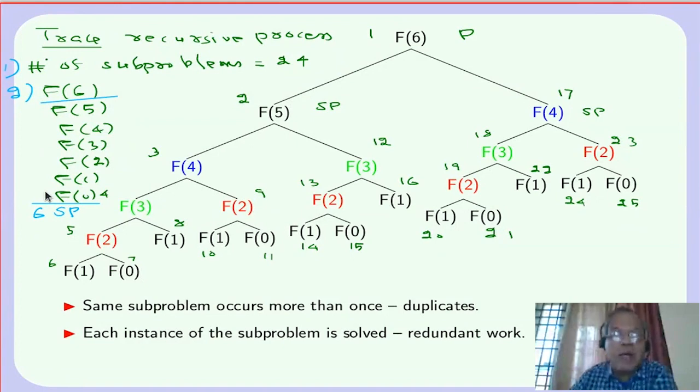So this is the essence or crux of dynamic programming. On the one hand, there are 24 subproblems. On the other hand, there are only 6 subproblems. Both are right. To solve the given problem f of 6, we need to solve 24 subproblems. But the 24 subproblems are all not distinct.